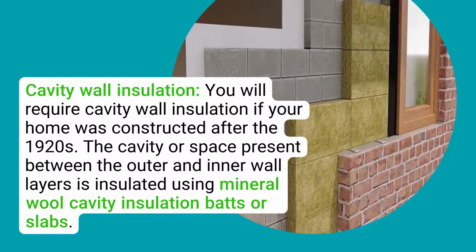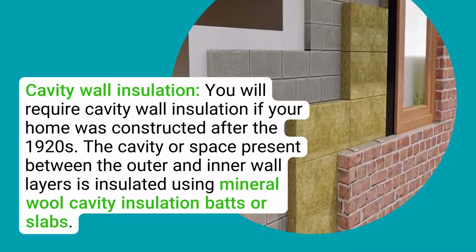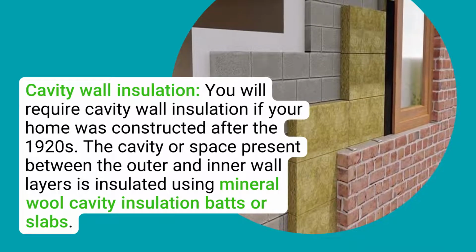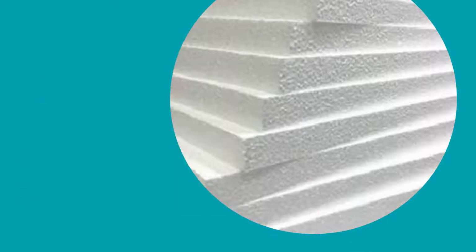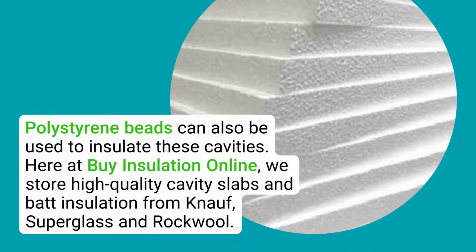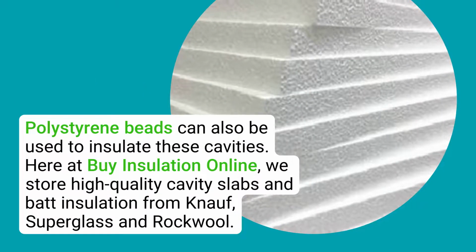The cavity or space present between the outer and inner wall layers is insulated using mineral wool cavity insulation batts or slabs. Polystyrene beads can also be used to insulate these cavities.